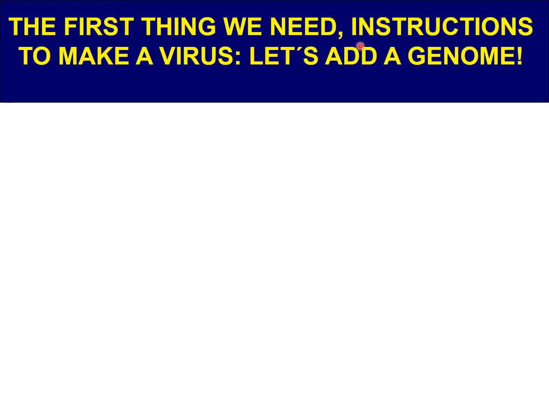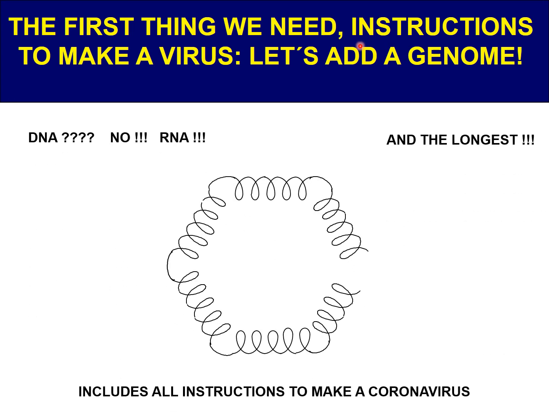So, what is the first thing that we need to make a virus? We need the instructions to build it. We need a genome, and this genome consists of a set of instructions that the virus is going to introduce into the cell so that this cell will produce more progeny viruses. So here is the coronavirus genome. It's not DNA, it's an RNA molecule, and it has the characteristic of being the longest RNA genome in nature. Here it is represented as a single molecule adopting a kind of helical structure, and it contains all instructions to make a coronavirus. In future videos I will explain how this information is encoded.